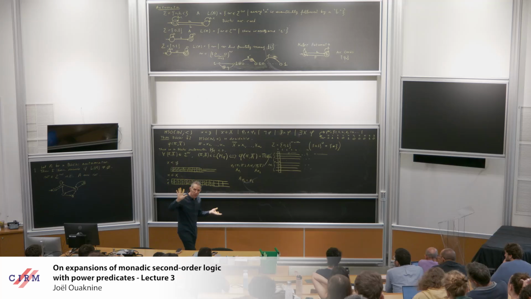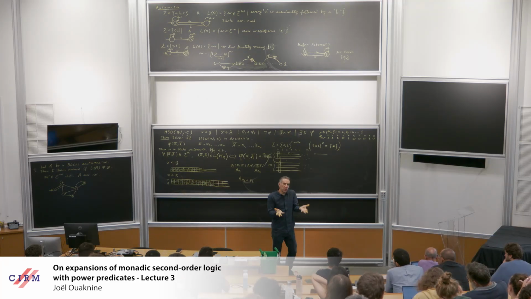So essentially, what is this product construction? I'm not going to do it in detail. You have to run the two automata in parallel. You're running two automata in parallel. And there's just a little subtlety.